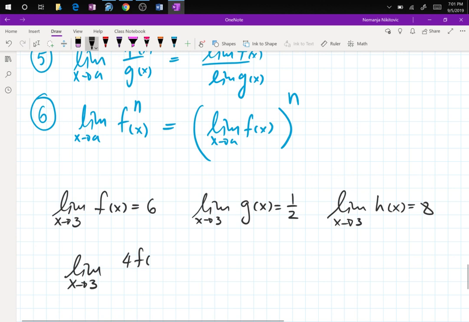4f of x minus g of x squared. Oh, it's terrible. Whatever. No, let's put h of x. h of x squared divided by g of x. Like that.